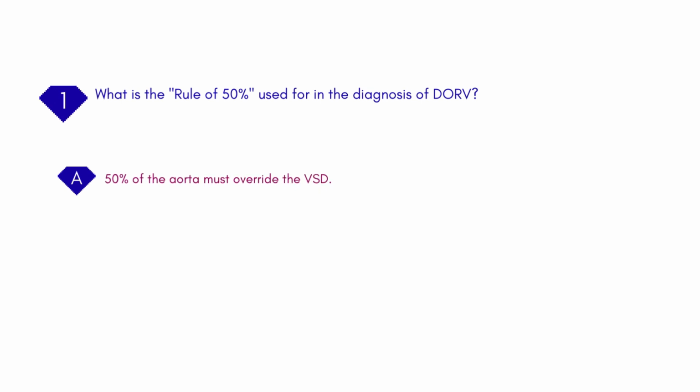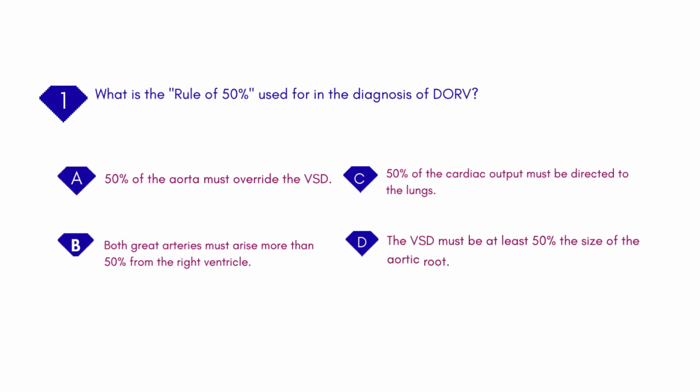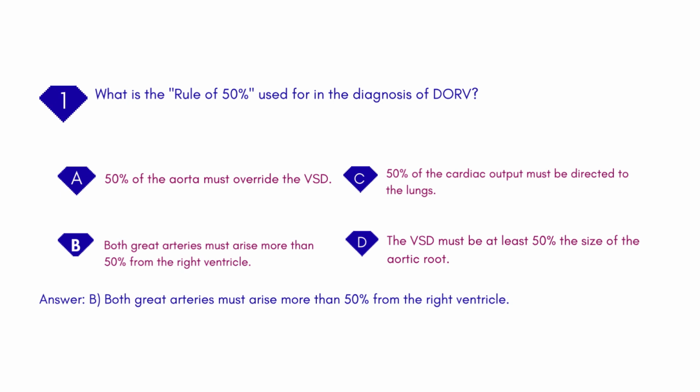What is the rule of 50% used for in the diagnosis of DORV? A. 50% of the aorta must override the VSD. B. Both great arteries must arise more than 50% from the right ventricle. C. 50% of the cardiac output must be directed to the lungs. D. The VSD must be at least 50% the size of the aortic root. Answer: B. Both great arteries must arise more than 50% from the right ventricle.